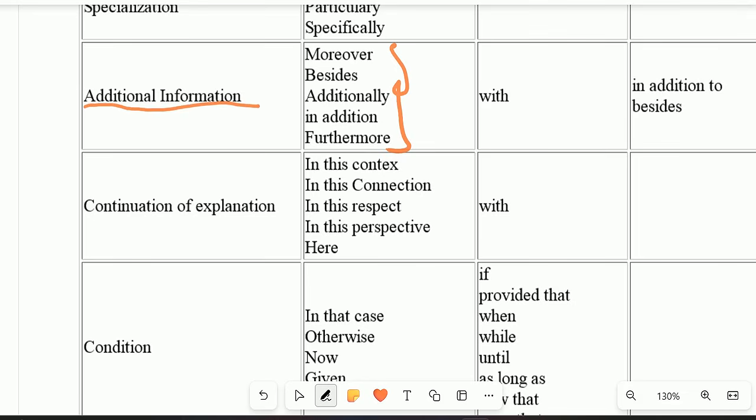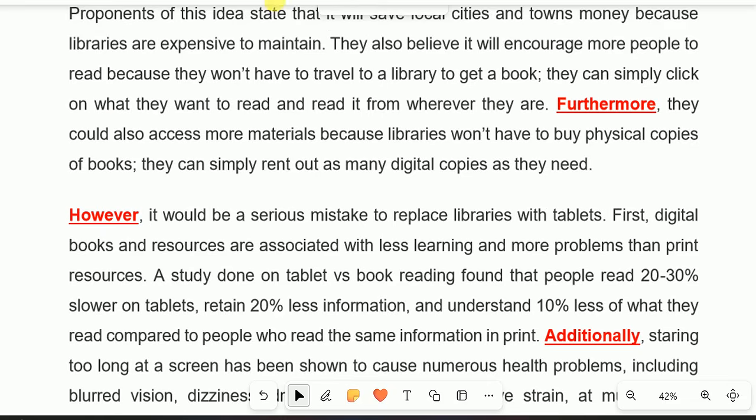And then for a continuation of explanation you can use in this context, in this connection, in this respect, in this perspective, and then for condition, in this case, otherwise, now and there. Now let us look into an example using a paragraph on how linking words can be used successfully to convey meaning. And I'm going to use an argumentative essay here as an example.